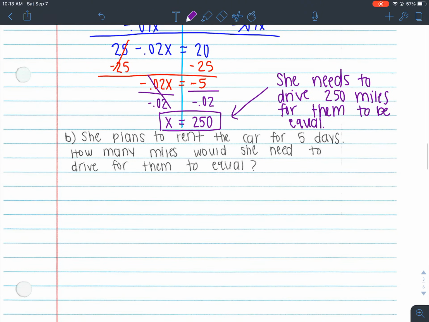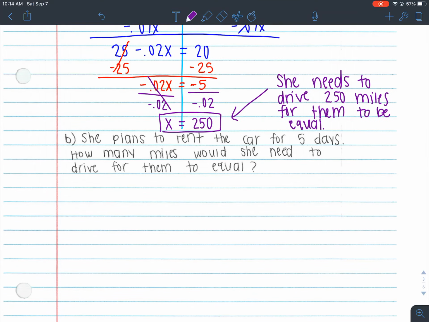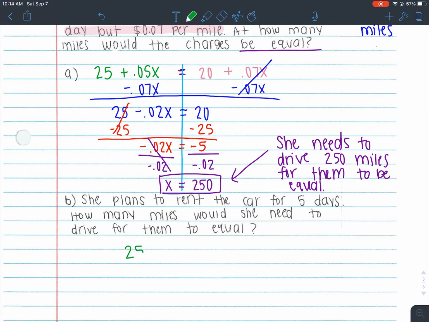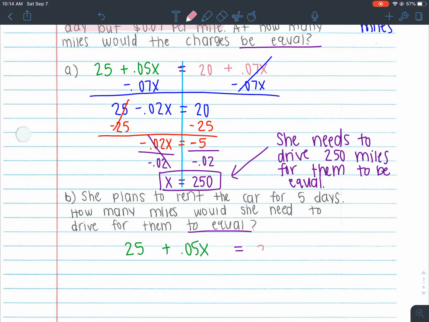All right, so let's move on to plan B. So we're adding on some extra information here. She plans to rent the car for 5 days. How many miles would she need to drive for them to be equal? All right, so I'm going to go ahead and copy what I had at the beginning. So 25 plus 0.05x equals 20 plus 0.07x. Okay, now the extra information here is it's saying for 5 days.